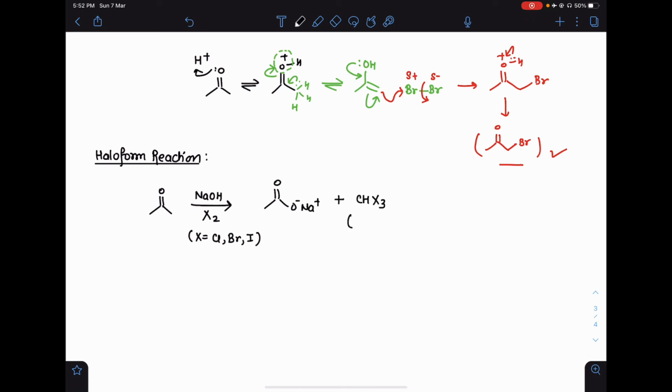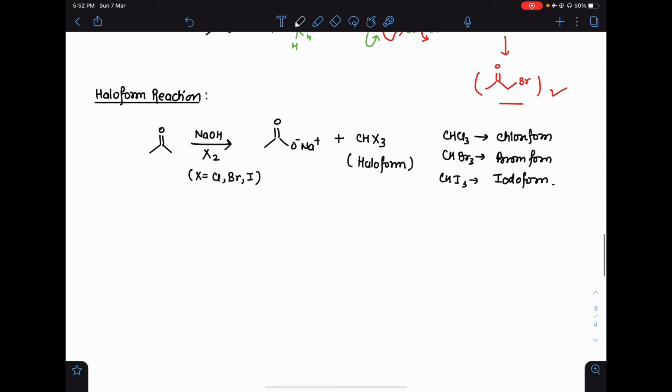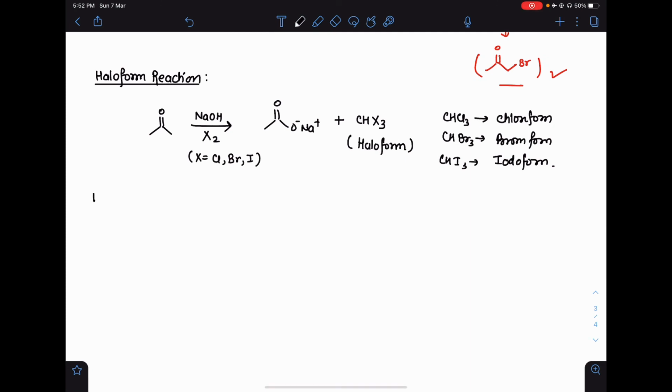This CHX3 is called what? Haloform, and that is why the name haloform reaction. So if it is CHCl3, it is called chloroform. You already know that. If it is CHBr3, it is called bromoform. And if it is CHI3, it is called iodoform. Now let's try and see the mechanism here.